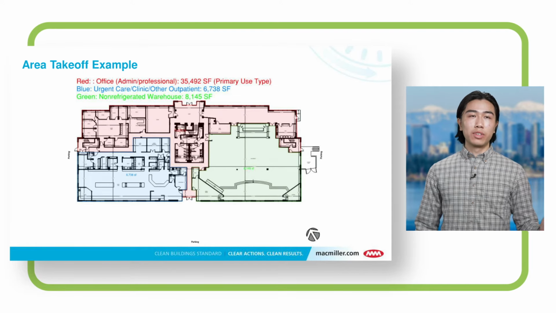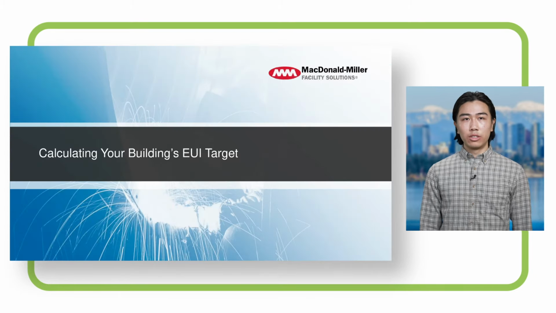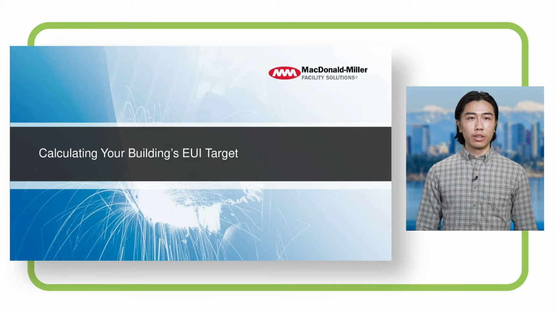You can see in this example, this is a multiple use type building. In the red, we have offices. In the blue, we have urgent care, clinical, and other outpatient. And in the green, we have non-refrigerated warehouse. We'll break out these use types and then create a weighted target calculation for the building as part of our area takeoffs.